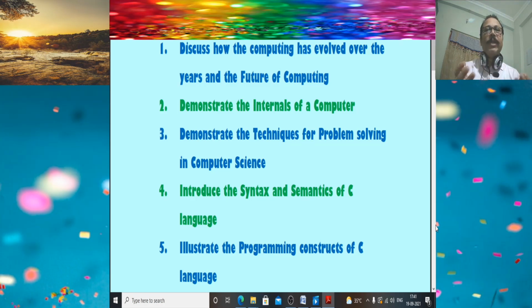And semantics. Semantics means what is the meaning? What is the meaning of it? If you write, say, A plus B, what is the meaning of A plus B? So A is one operand, B is one operand, plus is the operator, and the purpose of that operator is to add the contents of A and B. The values of A and B are to be added. So that is the meaning. That is the semantics.